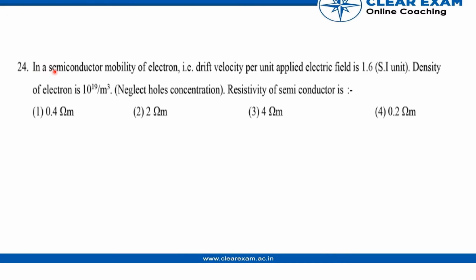So our question says that in a semiconductor, mobility of electron, that is drift velocity per unit applied electric field, is 1.6. Density of electron is 10 to the power 19 per meter cube. So resistivity of semiconductor is. So this is a direct formula based question.